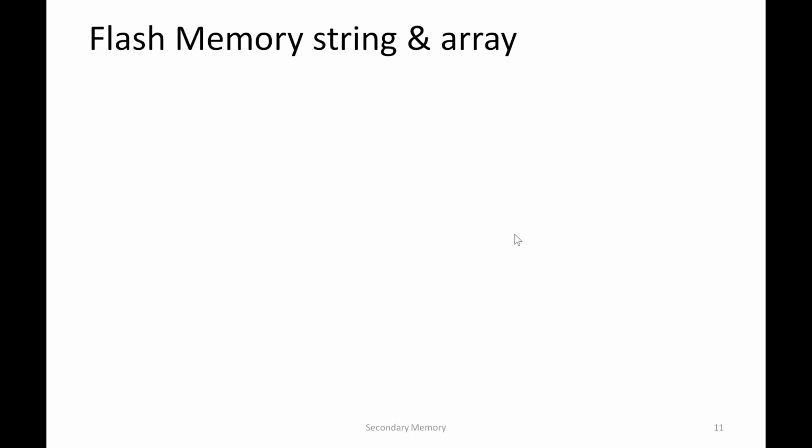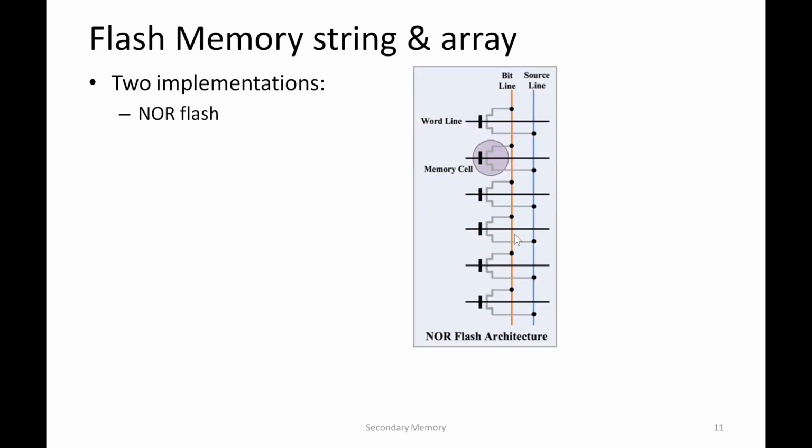So with all those in mind, let's look at a string or array arrangement of such flash memory cells. There are 2 possible implementations. One is called NOR flash, wherein all the drain terminals are connected to one common line called the bit line, and all the source terminals connect to another line which is called the source line, and each of the gate terminals is a word line.